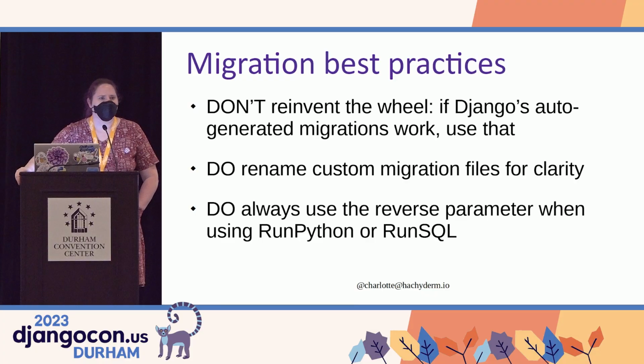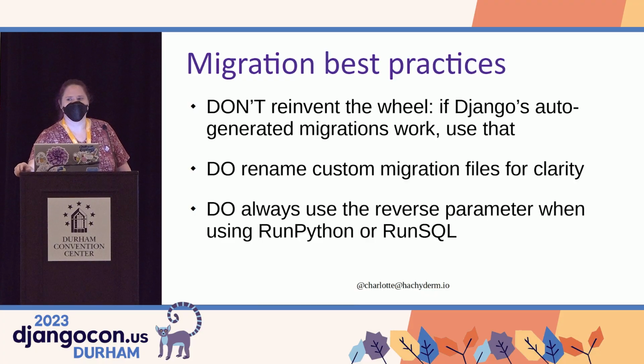All right, so a few best practices when you start getting your fingers into migrations and starting to mess with things. Don't reinvent the wheel. If the auto-generated migrations work, just use them, because that is going to be the smoothest thing. I definitely encourage looking at them and seeing what they're doing so that you can understand what Django's doing under the covers for you. But don't try to change things just because you can change things.